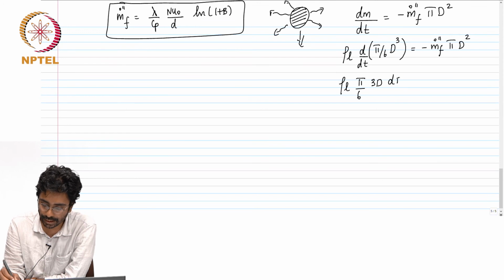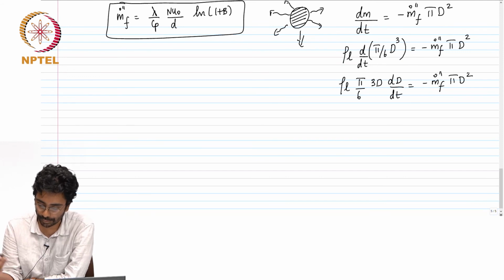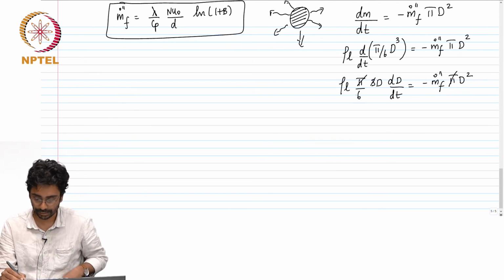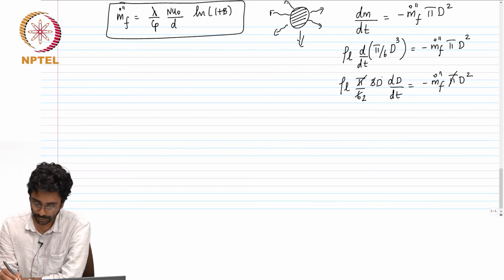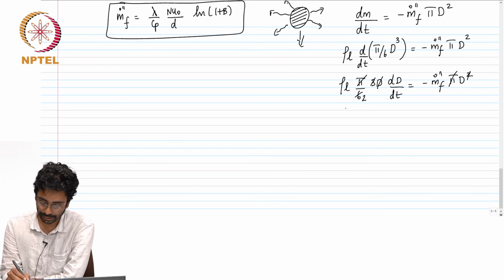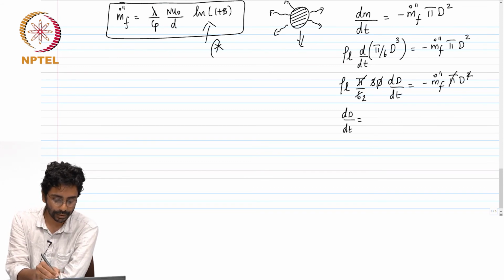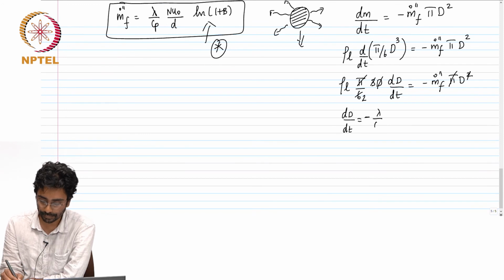d D by dt is equal to negative m dot double dash f by pi d squared. Some terms will cancel: the pi cancels out, the 3 cancels with 6 giving a 2, and one d will cancel out. So we are left with d D dt is negative m dot double dash f, which I will substitute from here, is negative lambda by Cp nu 0 by D. I have to use capital D because we are now using d for diameter, logarithm 1 plus b.